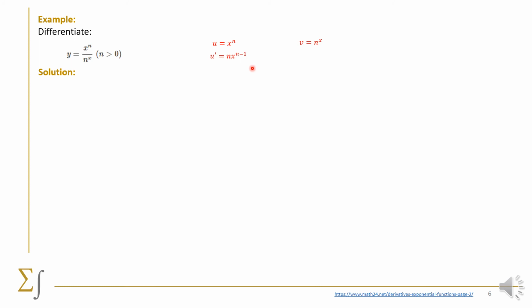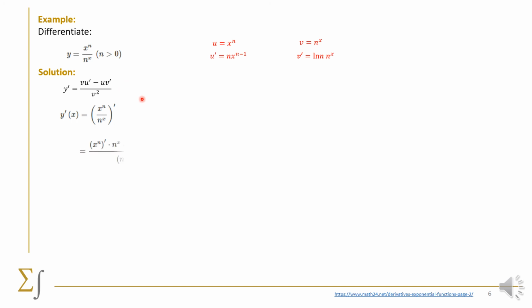Here we have u prime is n times x^(n-1). Here we'll have v prime to be ln of the base, ln n, multiplied by n^x itself, multiplied by the derivative of the exponent, which is 1 in our case. Now we apply the quotient rule: denominator times derivative of numerator minus numerator times derivative of denominator, all over denominator squared.